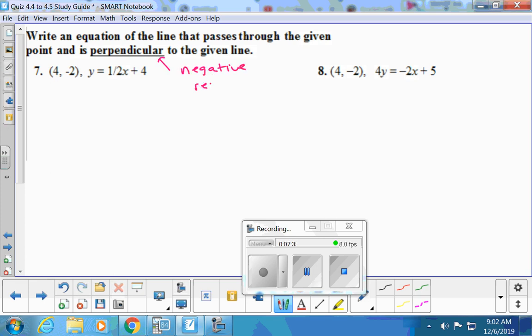So if we want to be perpendicular to their line, y equals 1/2 x plus 4, we need our slope to be a negative reciprocal of the 1/2. What would that be? Negative 2/1. And you don't need to write the over 1 part. So that's the slope we need to have to be perpendicular.